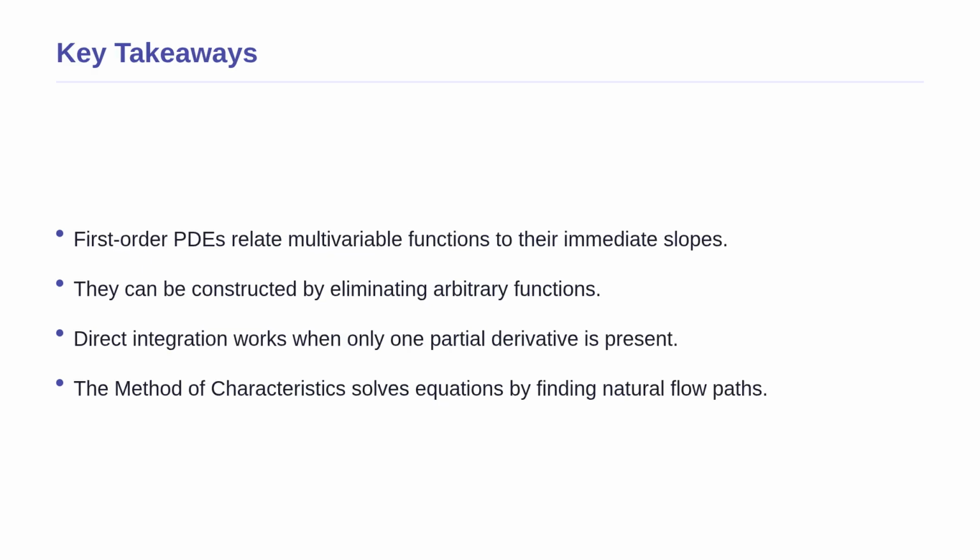Let us summarize the key takeaways from this topic. We learned that a first-order partial differential equation relates an unknown multivariable function to its immediate rates of change. We saw how to construct these equations by eliminating arbitrary functions from known wave models. We also explored two ways to solve them, using direct integration when only one derivative is involved and using the method of characteristics to find the natural geometric paths of the system. By mastering these equations, you now have the mathematical tools to describe and predict the flow of physical quantities in our dynamic world.